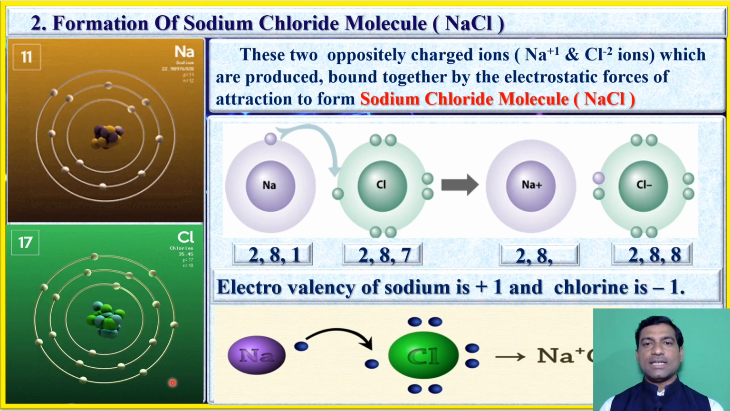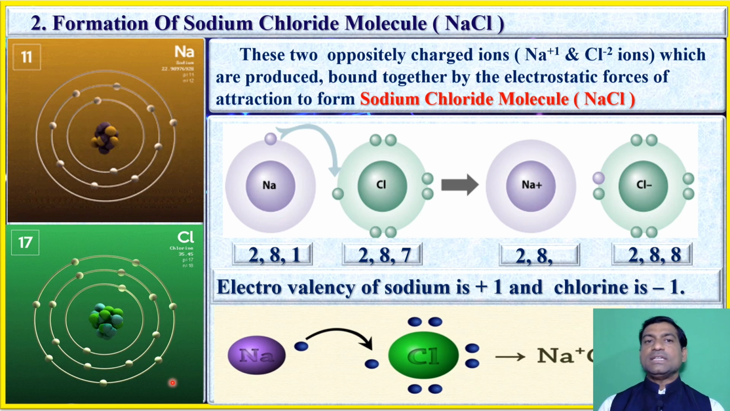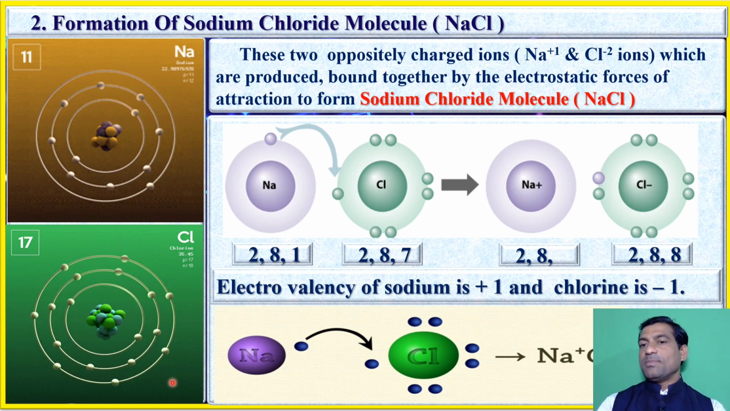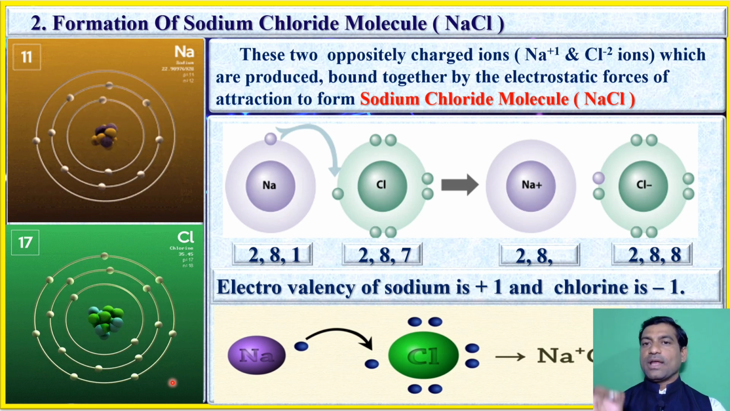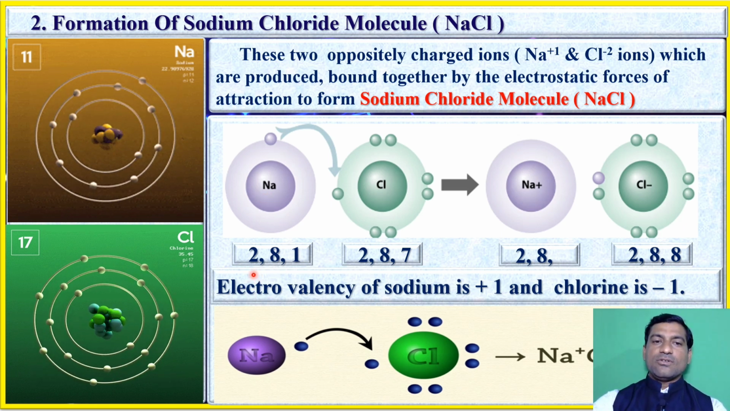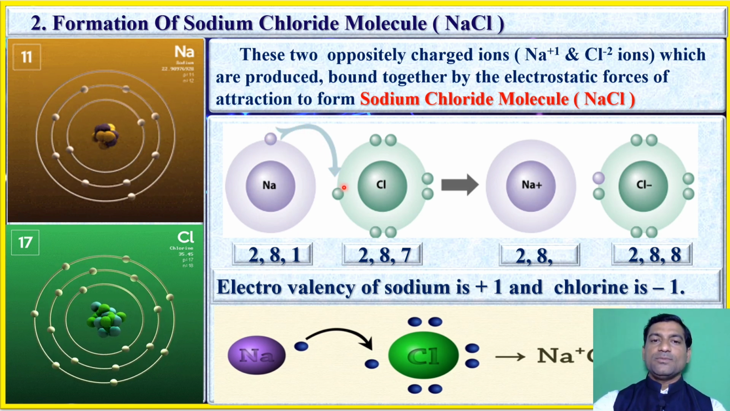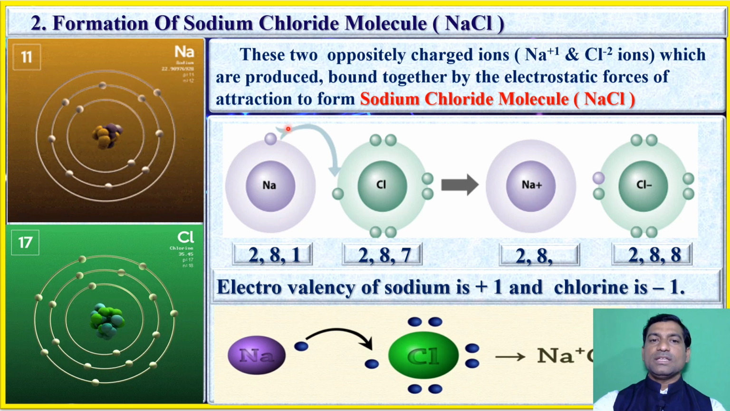Those oppositely charged ions are bound together by electrostatic force of attraction to form a sodium chloride molecule. See here the structure: sodium, the electronic configuration 2,8,1. One electron is transferred from sodium to chlorine. Here the chlorine, the electronic configuration is 2,8,7, meaning the one electron which is present in the outermost orbit is transferred from sodium to the chlorine.